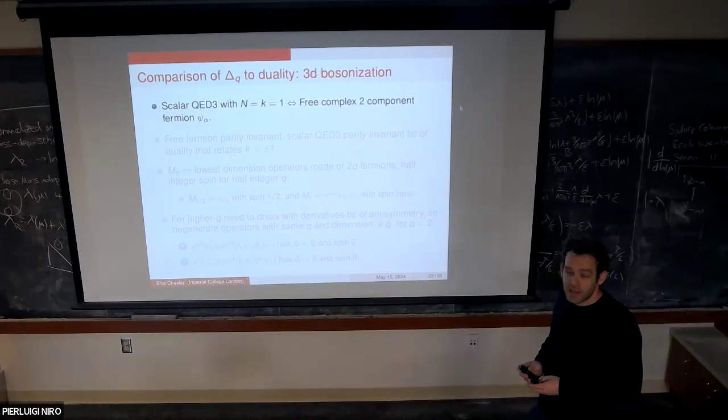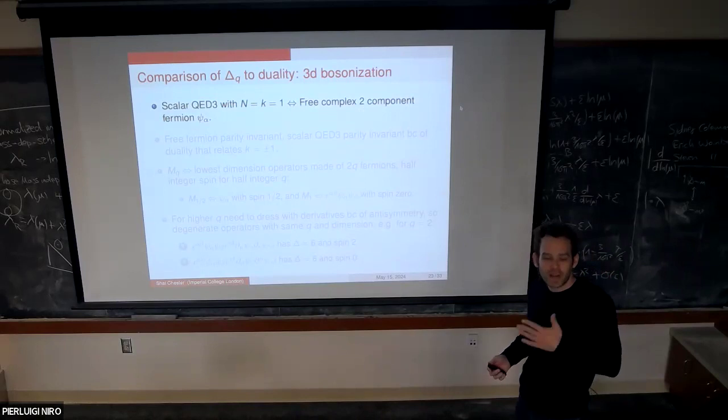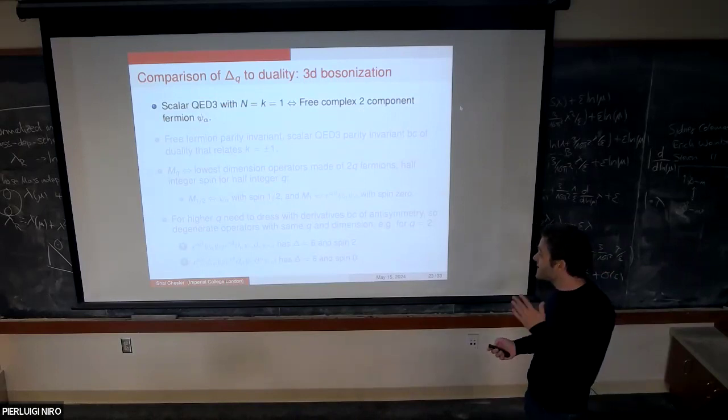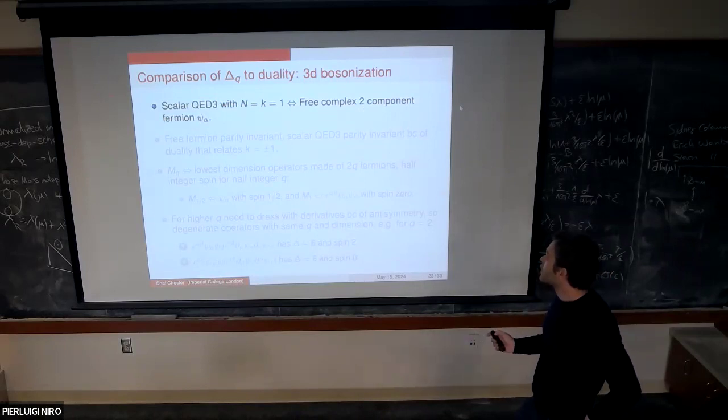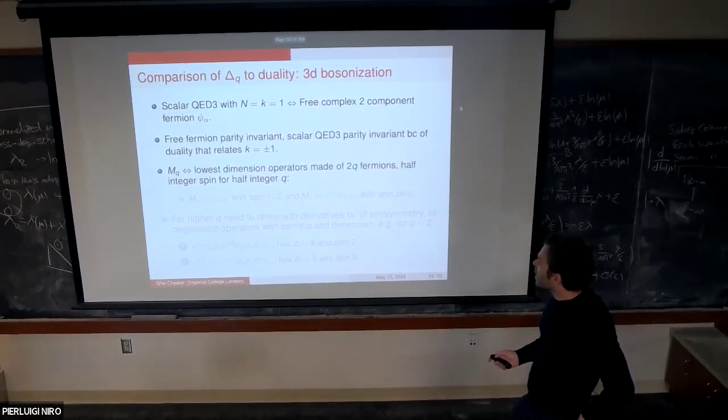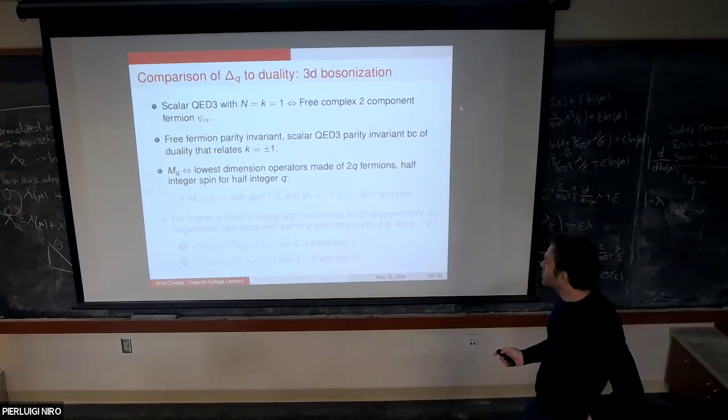Okay, so now let's apply the large flavor expansion to a more interesting example. Because the particle vortex duality we already kind of knew, since we can do lattice simulations. But for this 3D bosonization, we can't do lattice simulations, so it's nontrivial. In particular, we're going to compare scalar QED3 with n equals 1, k equals 1 to a theory of a single free complex fermion. The monopole operator with charge q is dual to the lowest dimension operator made out of 2q fermions. So they're going to be half integer spin when q is half integer. For instance, the lowest monopole will be a single fermion. The second lowest monopole will be 2 fermions, etc.